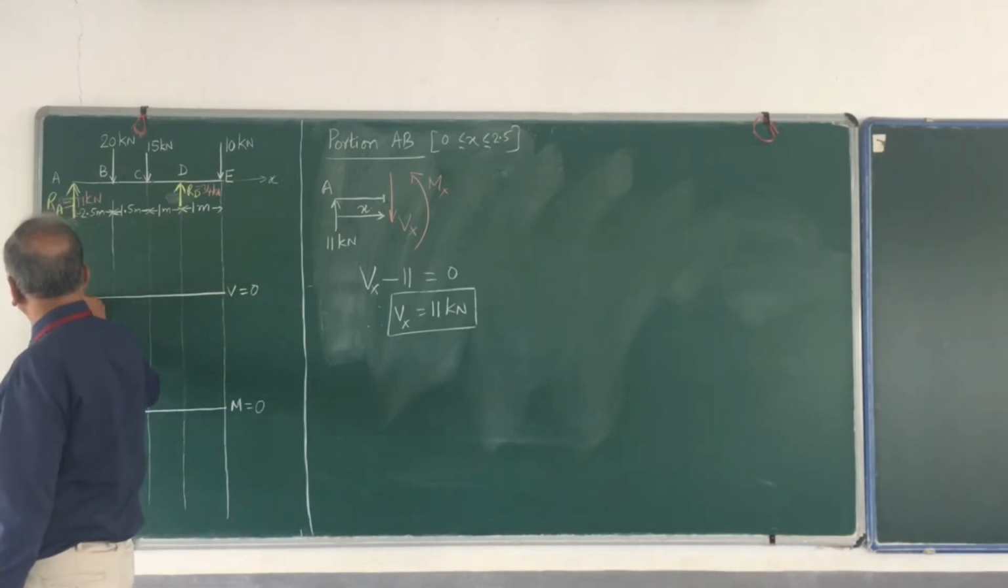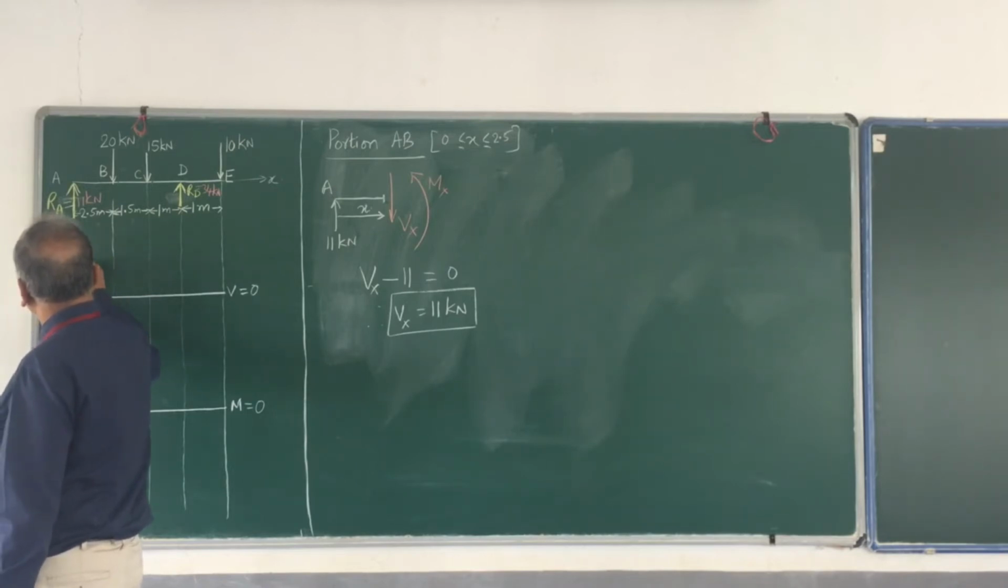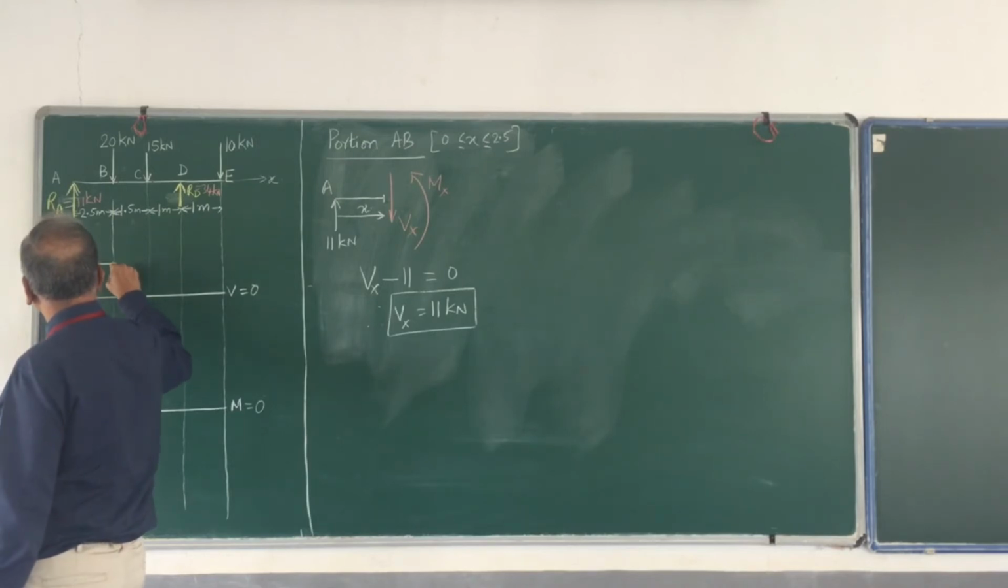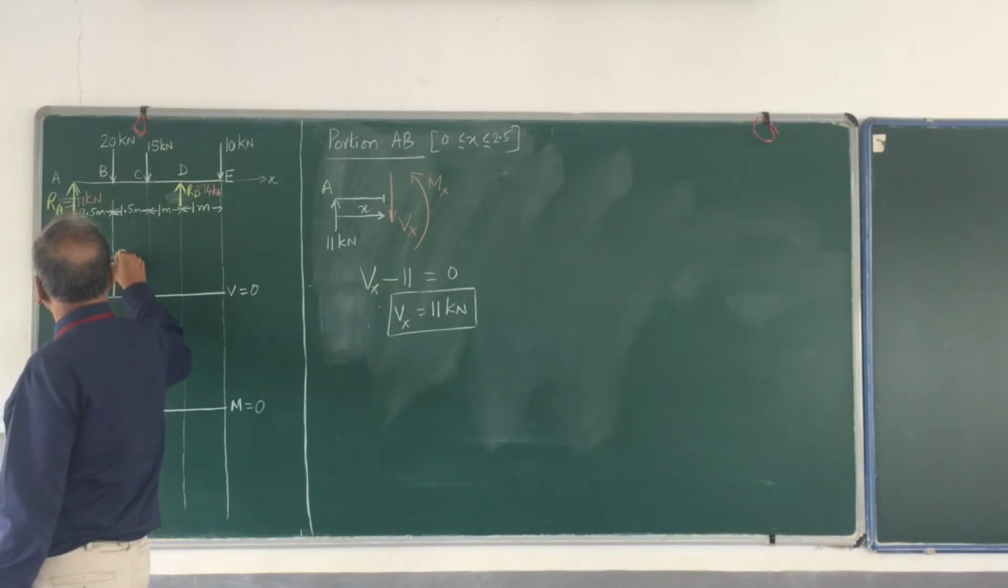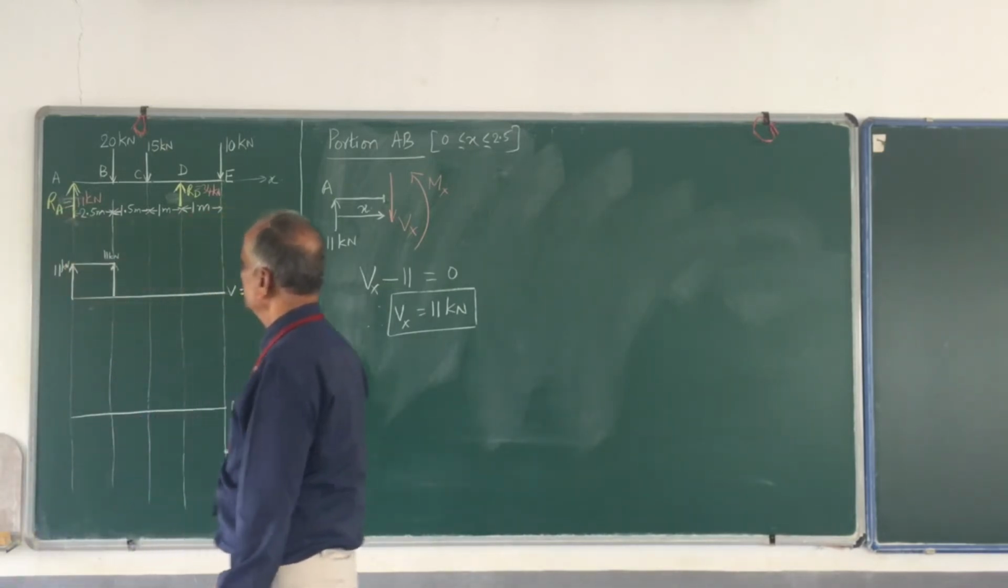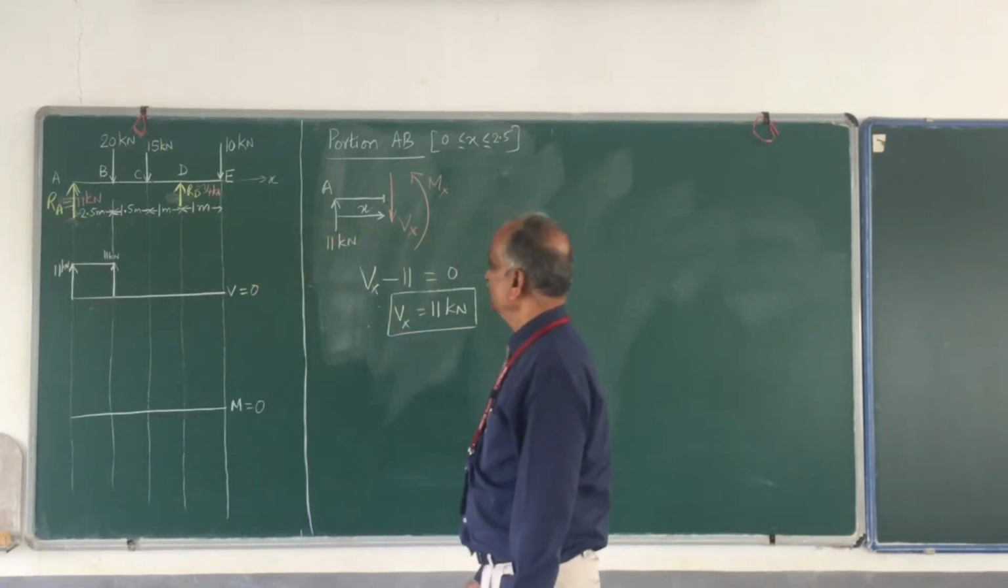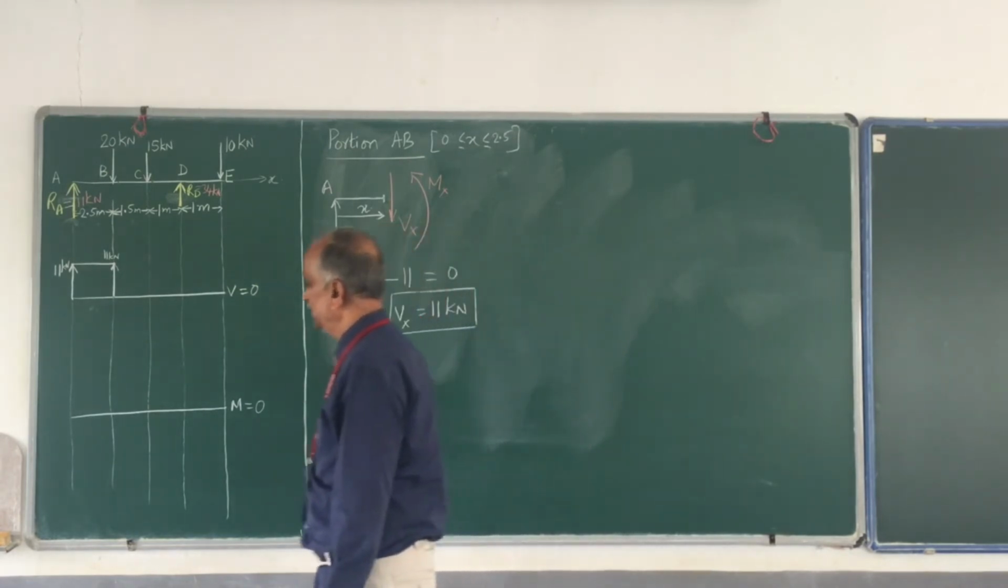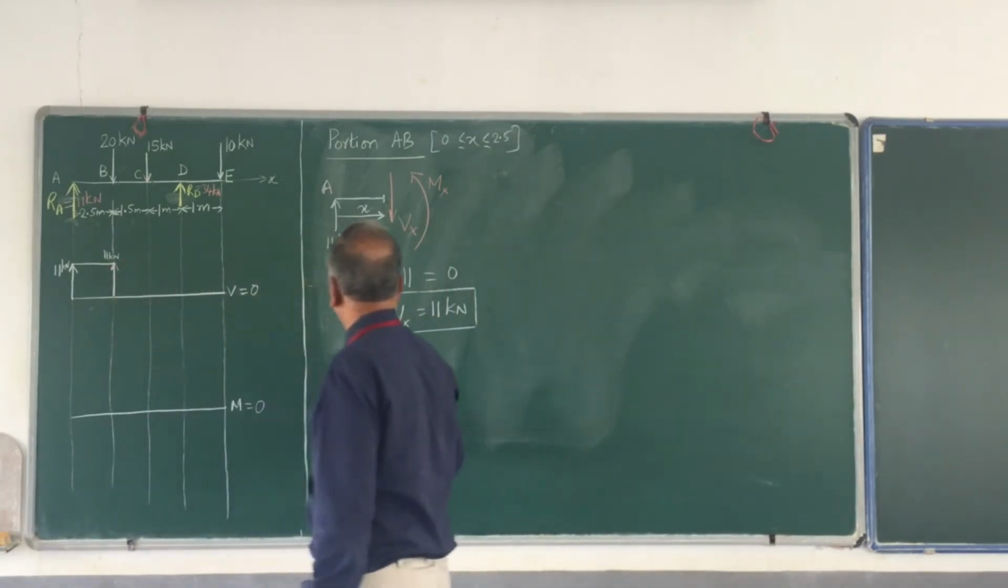So at A, I have a shear force which is 11 kN. And at B also I should have the same thing. And therefore, this value is also 11 kN. So this is the positive shear force diagram for the portion AB. Now let me continue for the bending moment portion.